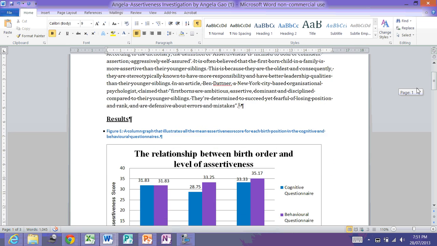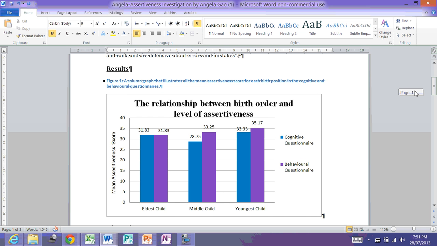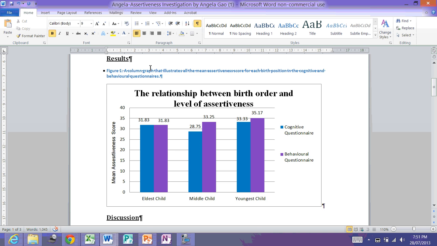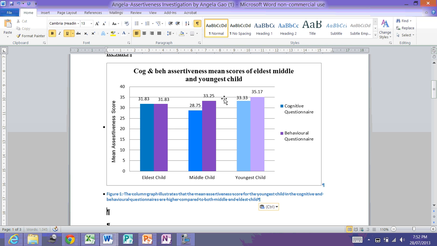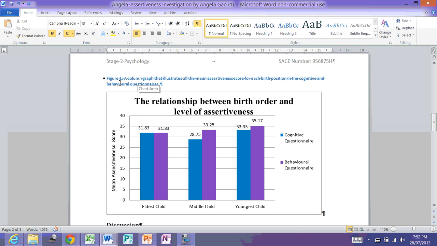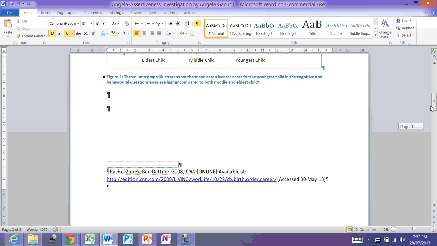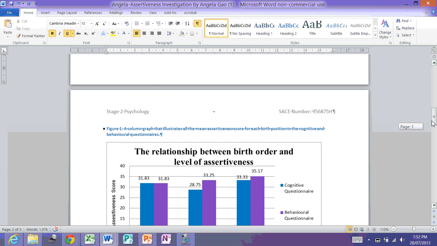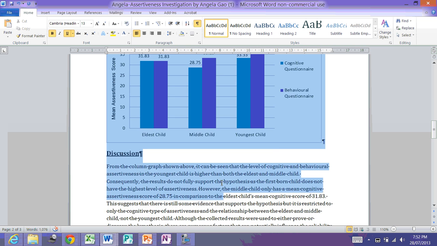So this is introduction, and your results are there. I'm going to enter these results here. Control V. I'm not going to delete yours for a specific reason. I'll explain to you why. You say a column graph that illustrates all the mean. It's not just presenting. You have to tell me what it shows you. How do I know this? Let me explain it there.